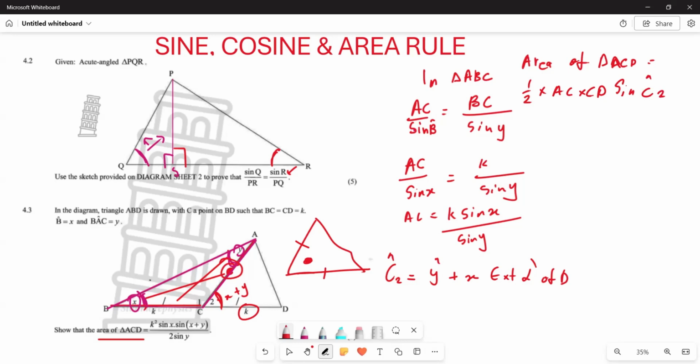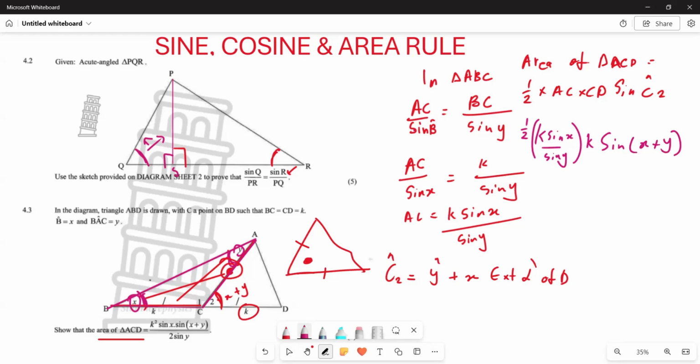Now let's continue here. This is the same as 1 over 2 into our AC. Our AC is the same as K sine X divided by sine Y. Then multiplied by CD, which is the same as K, remember, this one is given by K. This is sine of this angle C. Now your angle C is X plus Y.